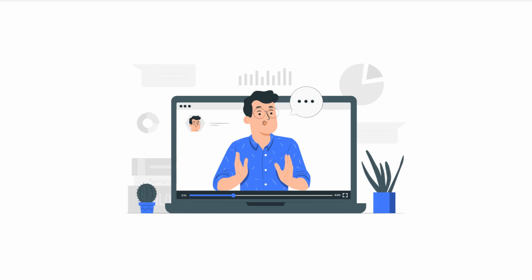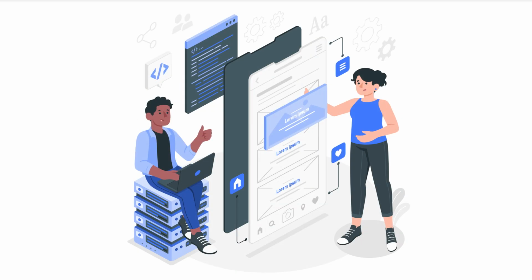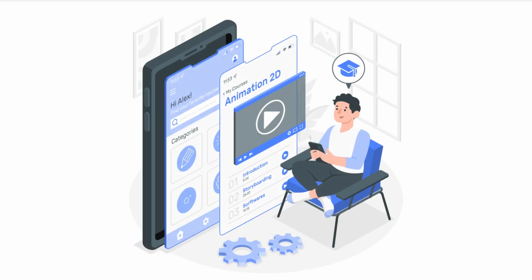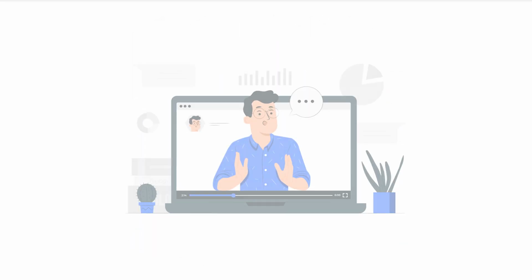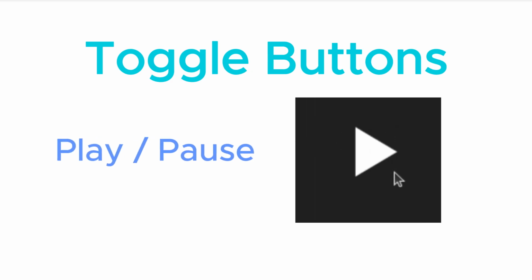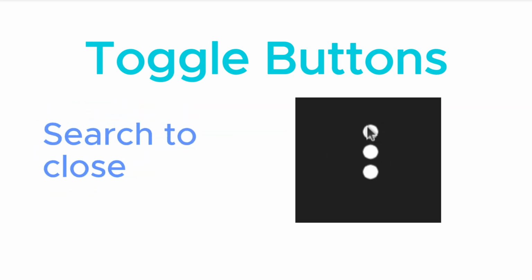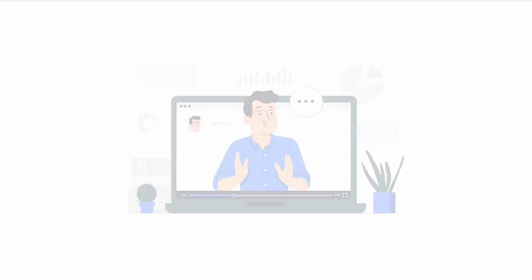Animated Icon is a widget that smoothly transitions between two icon states. It's perfect for creating intuitive, responsive interfaces that provide visual feedback to user actions. Here's where Animated Icon truly shines: toggle buttons like play, pause, expandable menus, search to close transitions.